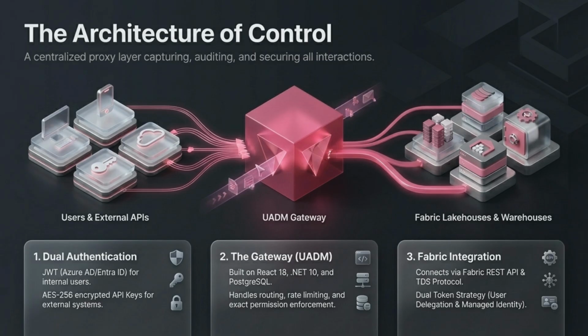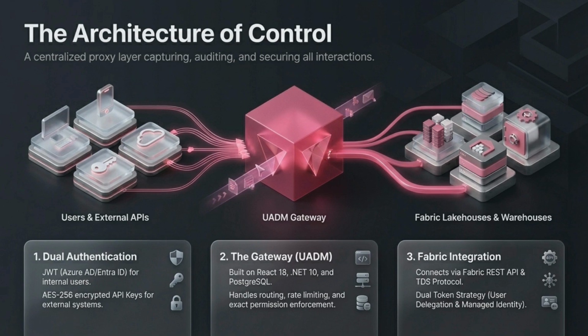Next, let's look at the architecture of control. This is our centralized hub for capturing and securing every interaction. We've broken it down into three pillars. First, dual authentication. We ensure total security by using Entra ID for our internal team, and AES 256 encryption for any external systems. Second, the UADM gateway.